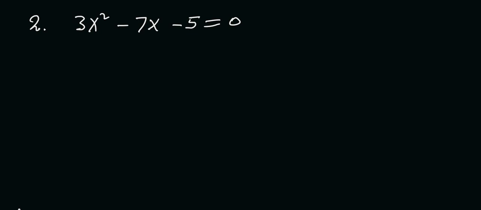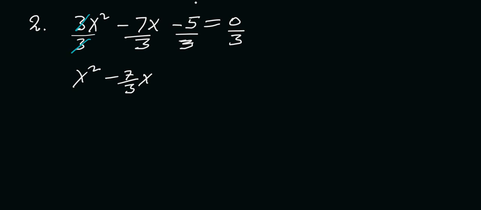All right, so number 2 question, we have 3x squared minus 7x minus 5 is equal 0. So in the same way, you can see that the coefficient of x squared is greater than 1. So let's divide each term by 3 in order to eliminate 3 from there. Divide each term by 3. So when you do that, 3 will cancel out. So now the equation becomes x squared negative 7 over 3x negative 5 over 3 is now equal 0.